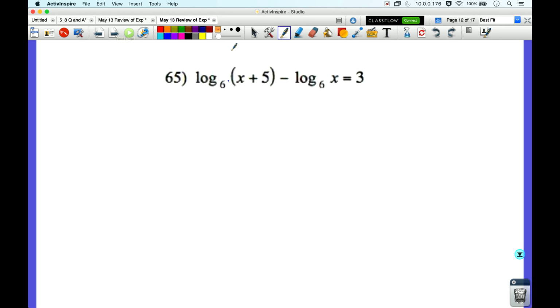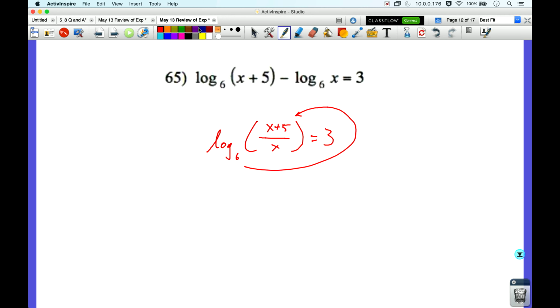Okay, here's one that requires the properties, and then we're going to have to solve. So we can put these together using that division. So this becomes log base 6 of x plus 5 over x equals 3. Now we do the swoop. 6 to the third equals x plus 5 over x. 6 to the third is 216.